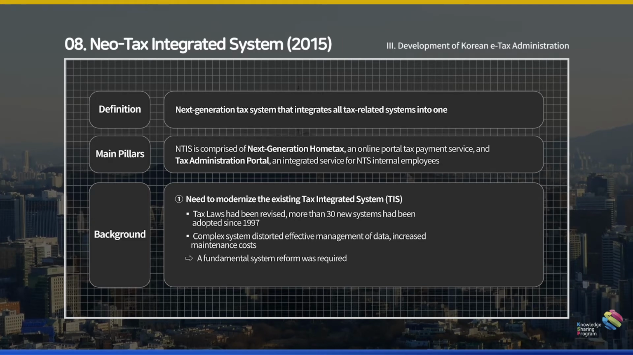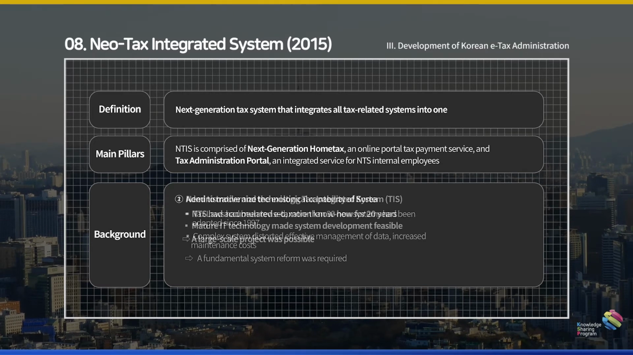Tax laws had been revised frequently to reflect more than 30 new systems introduced since 1997. In addition, the complex nature of TIS hindered the effective management of data, which in turn increased maintenance costs. All these served as a call for a fundamental reform to the system.